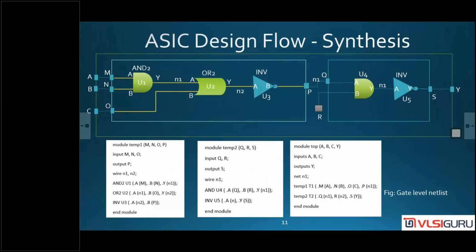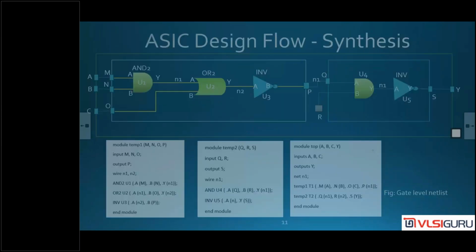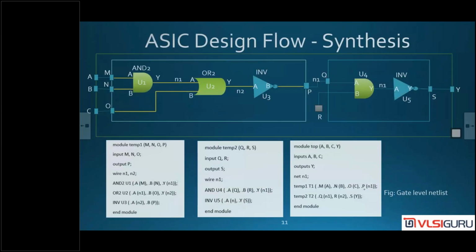So here you can see gates and their connections. Here you can see blocks and their connections. Simple example. So this is the gate level netlist of the chip. But in the real design, instead of 3 cells, you will be having how many cells? Lakhs of cells.